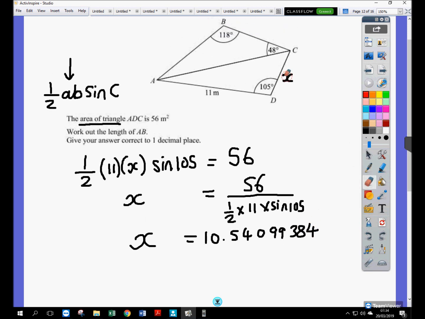So, time to edit the diagram. We label this side as 10.5. Of course, I'm not going to use 10.5. I'm going to use the entire calculated display, but I'll just write 10.5 to save a bit of work.